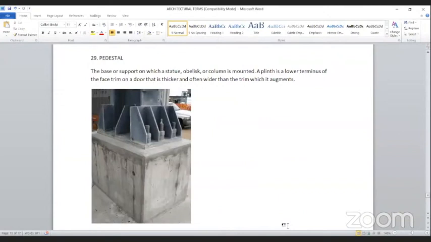Okay. Pedestal. It's the base or support on which a statue, obelisk, or column is mounted. Please tell the difference between cornice and eaves. Okay. We will cover this when we'll cover eaves. That I will explain. Okay. The base or support on which a statue, obelisk, or column is mounted.